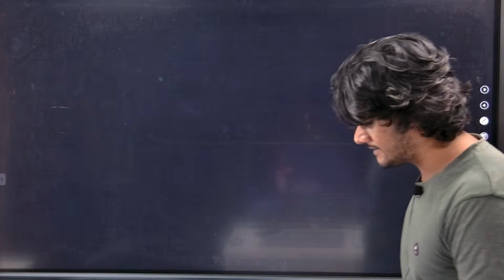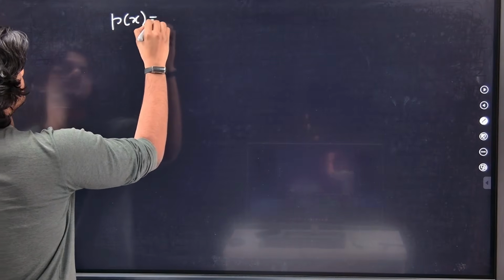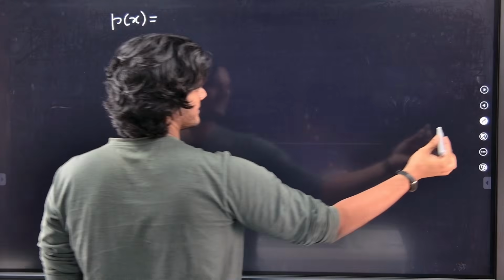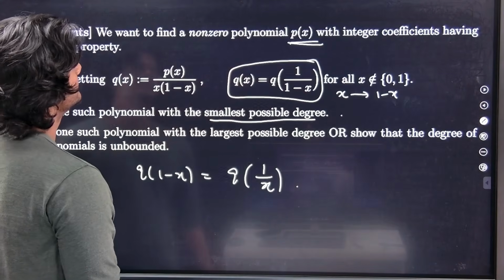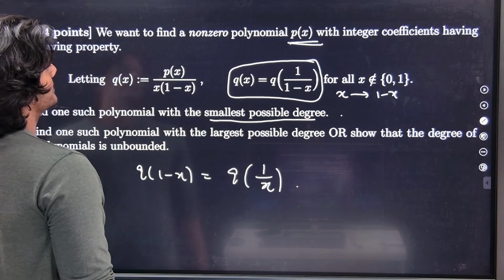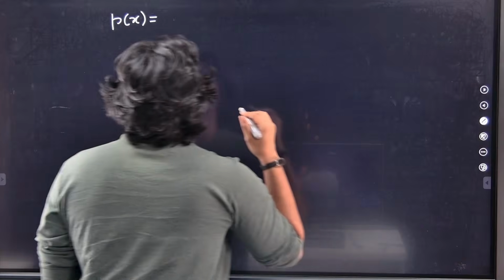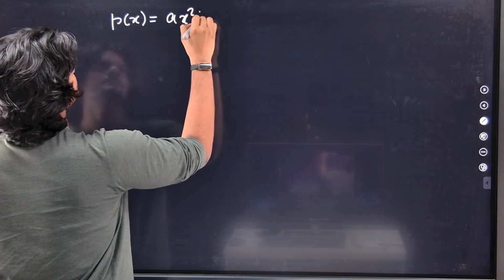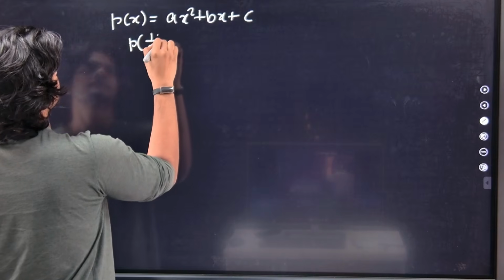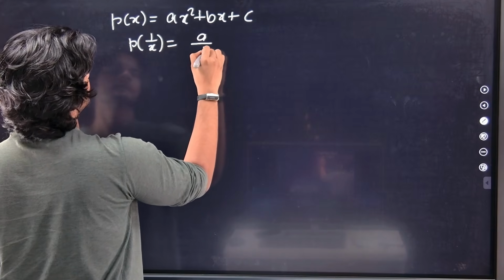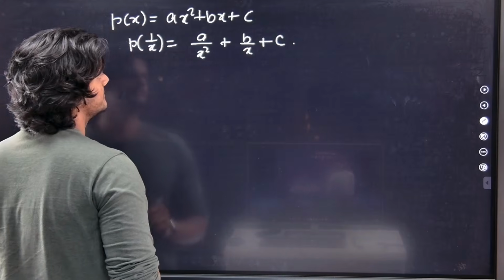So let's start with the least one. Can be, let's say, P of x. Is it monic? Did they say monic by any chance to make it easy? No, it's not monic. Well, okay. What can we do? So P of x is ax square plus bx plus c. So P of 1 by x is a by x square plus b by x plus c.